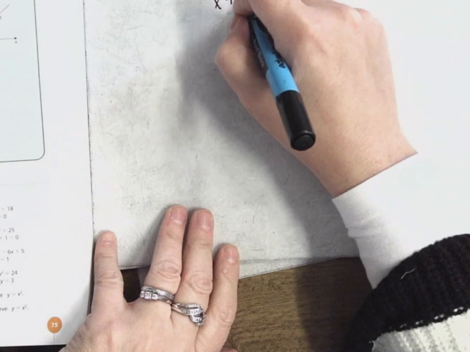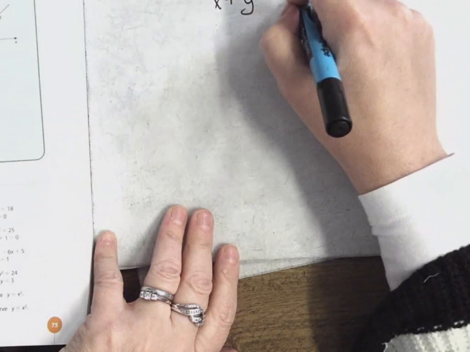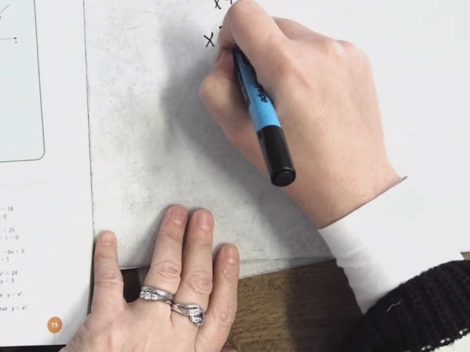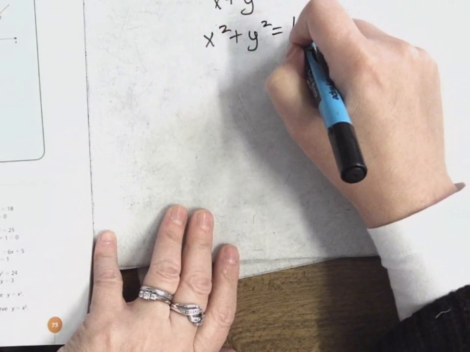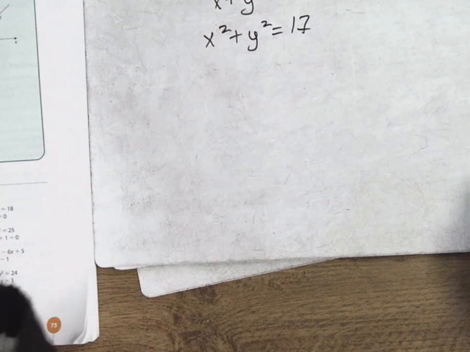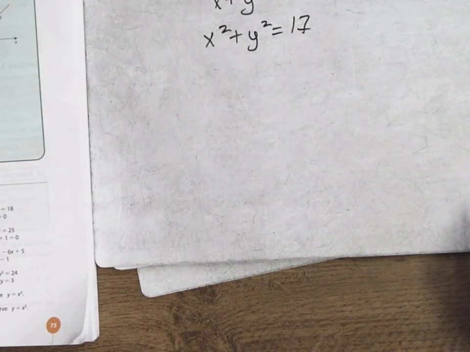Right, okay, does anyone, did I write this one down? x plus y equals 3, and x squared plus y squared equals 17. Is that any of the examples I did? No.